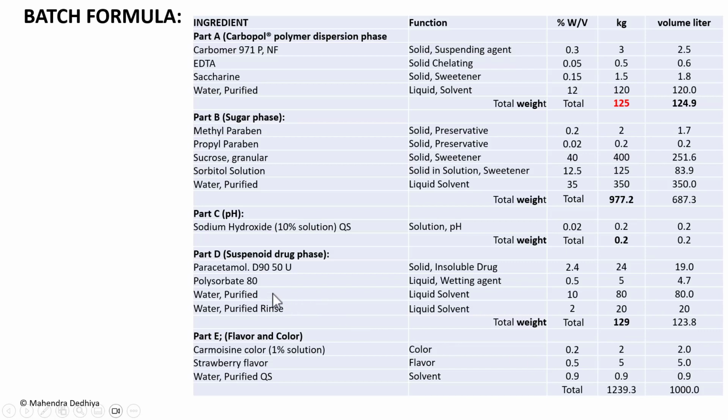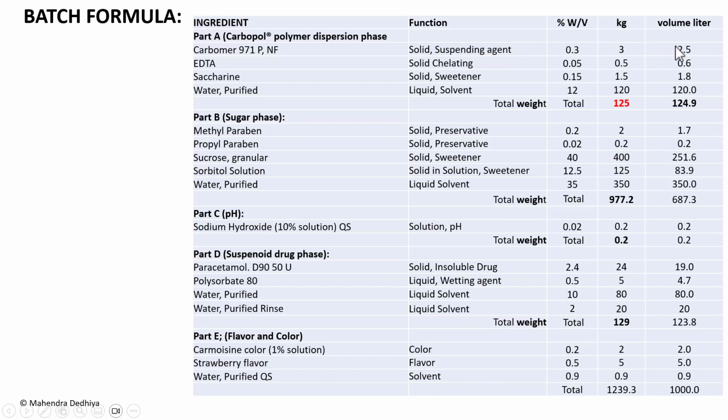And we'll take one more example. For example, polysorbate 80 has 0.5% weight to volume. That means 5 kilos in 1,000 liter. So once we have all the amounts in kilos, we can add total weight for each step. Shown here, 125 kilos for part A, 977.2 kilos for part B, 0.2 kilos for part C, and 129 kilos for part D. Part E is added so they are not separately mixed in any container.